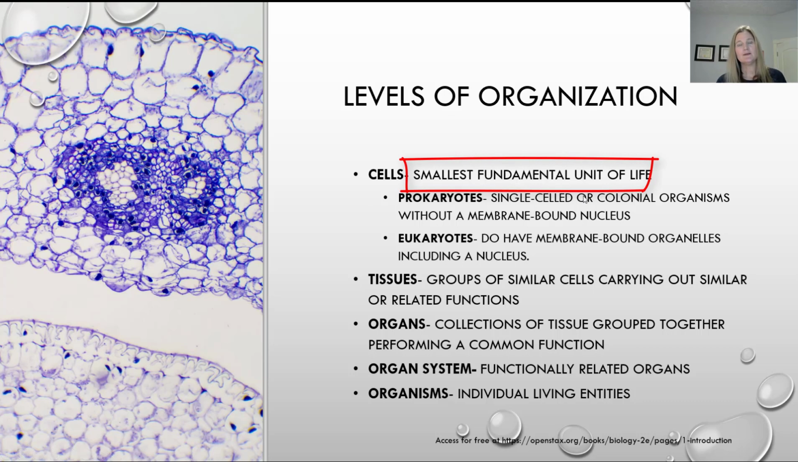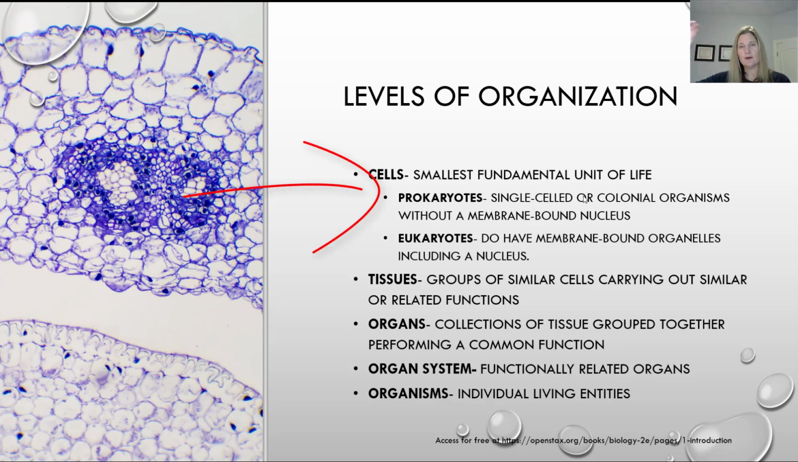Now, I can take every single cell in the entire Earth and divide it into two categories. We have prokaryotic cells and we have eukaryotic cells. So a prokaryotic cell is a single-celled or colonial organism that does not have a membrane-bound nucleus. So remember, the nucleus was an example of an organelle. An organelle would be an aggregate of macromolecules that have a certain function.